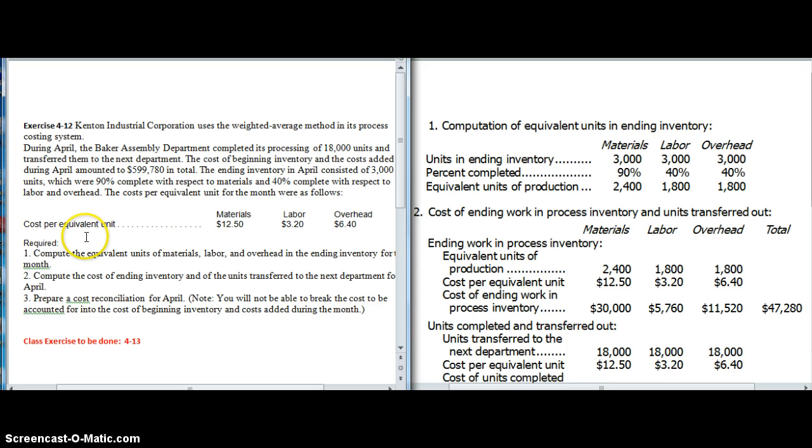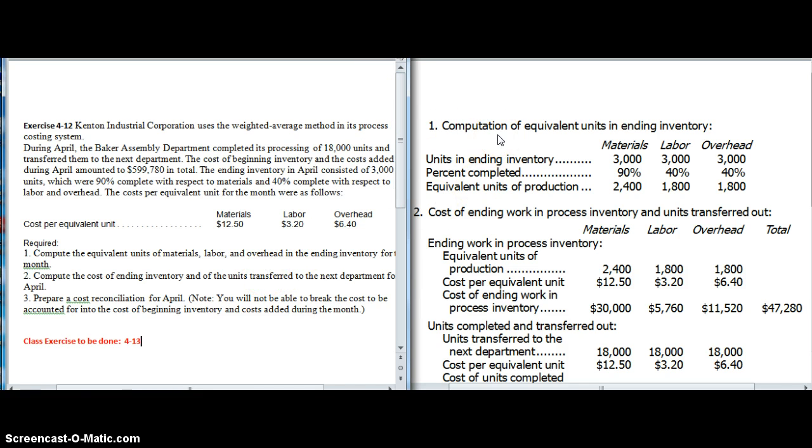You have been given the cost per equivalent unit for materials, labor, and overhead. Now, what you are required to do is first, compute the equivalent units of materials, labor, and overhead in the ending inventory for the month. So let's see how you start doing this.